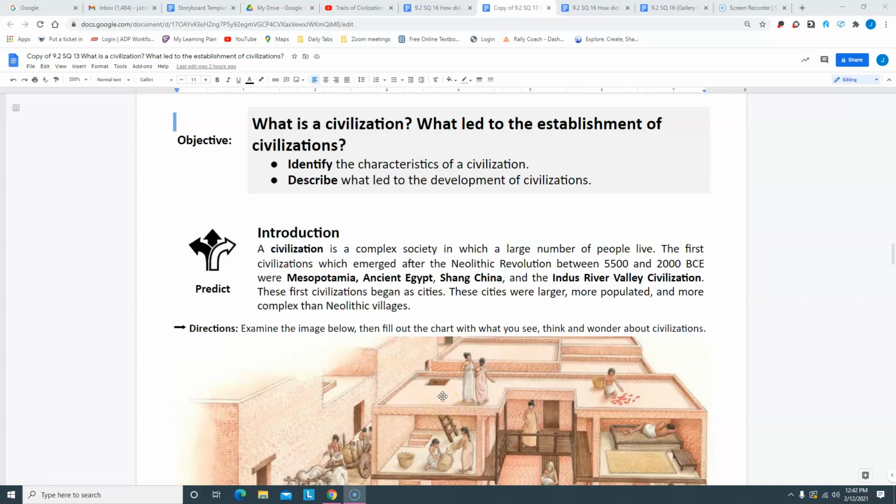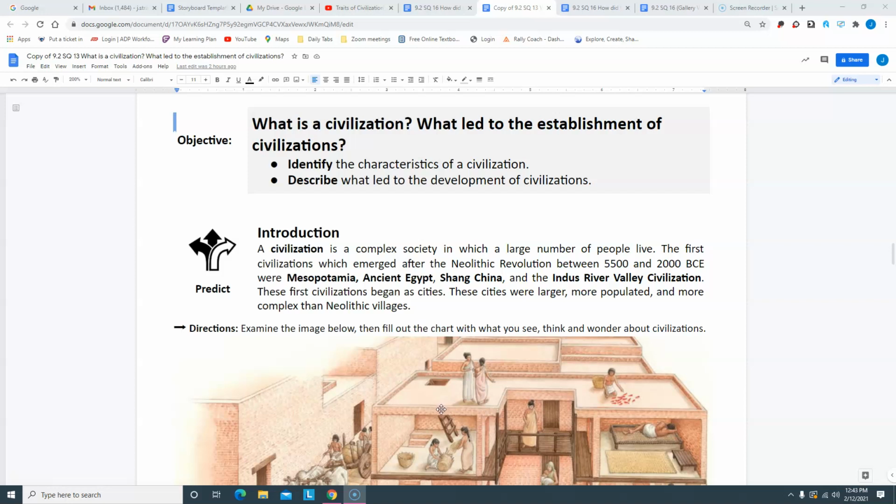So introduction. A civilization is a complex society in which a large number of people live. The first civilizations, which emerged after the Neolithic Revolution between 5500 and 2000 BCE, were Mesopotamia, ancient Egypt, Shang, China, and the Indus River Valley civilization. These first civilizations began as cities. These cities were larger, more populated, and more complex than Neolithic villages.